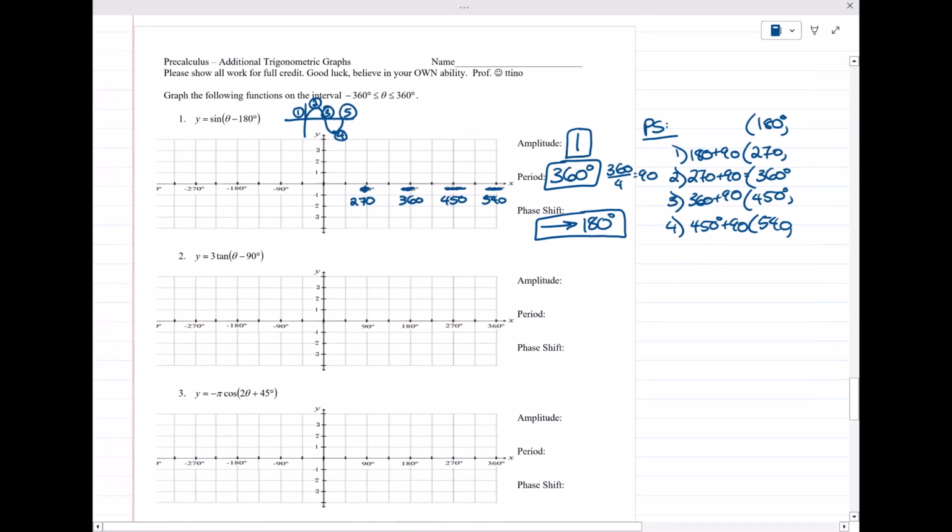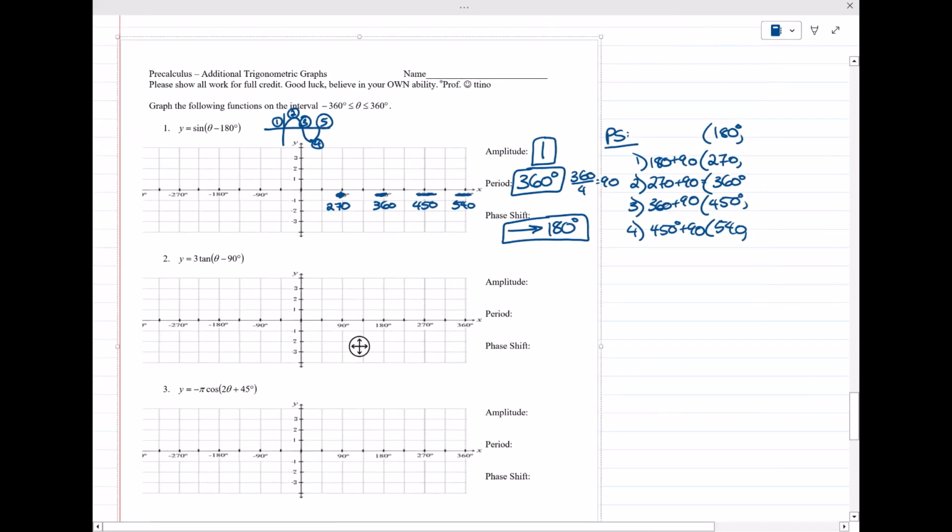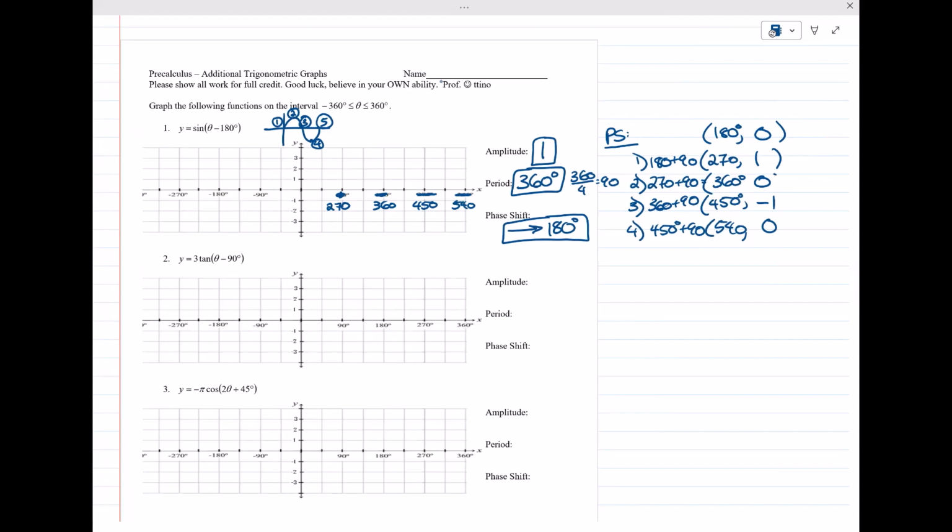So if sine usually starts at 0, it's going to be 0, then up to 1, 0, -1, and then 0. Those are going to be our points. So 180 is going to be 0. Then 270 is 1. 360 is 0. 450 is -1. 540 is 0. The graph will look like this.